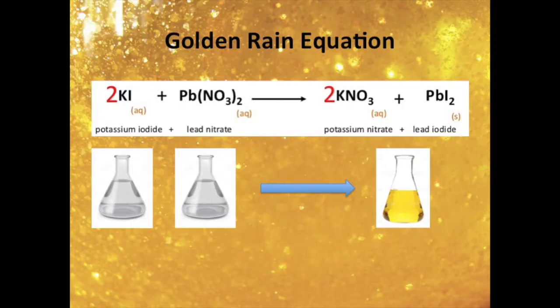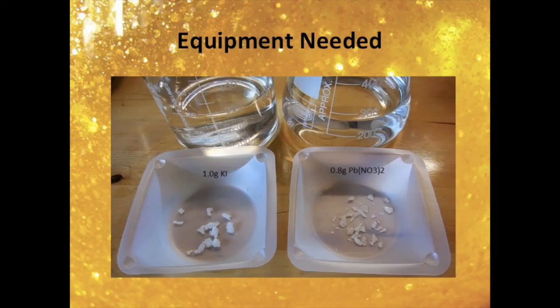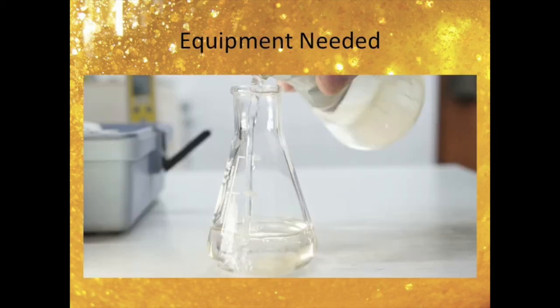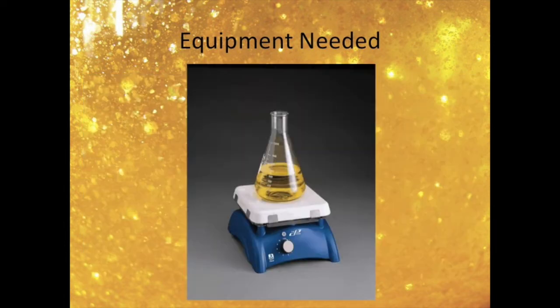Now that we have this background info, let's look at our experiment equation again. 2 moles of potassium iodide mixes with 1 mole of lead nitrate to form 2 moles of potassium nitrate and 1 mole of lead iodide. The equipment needed for this experiment is 1 gram of potassium iodide, 0.8 grams of lead nitrate, 500 milliliters of distilled water, 3 flasks, and either a hot plate to heat the solution or hot water to add to cause the precipitate to dissociate.